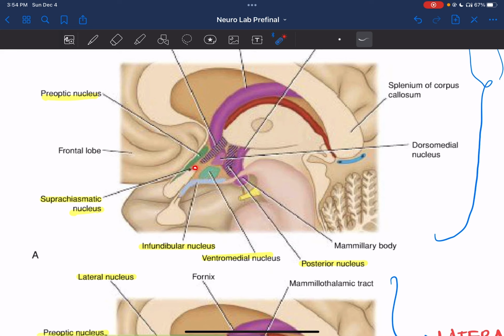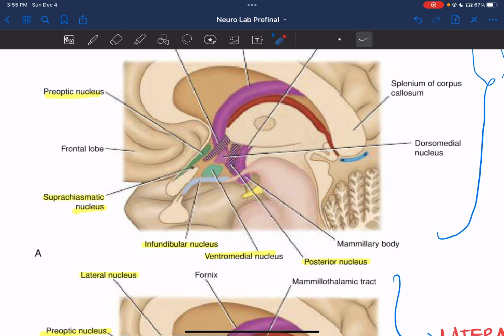Now, there's a tiny thing here, just above the optic chiasma. Preoptic nucleus was before the optic chiasma, but just above it, you have the suprachiasmatic nucleus. And here you have the ventromedial nucleus, which occupies majority of the part, and just posterior to it, you have the dorsomedial nucleus, which occupies majority of the part in the dorsal side. And this is your posterior nucleus, which you have to remember.